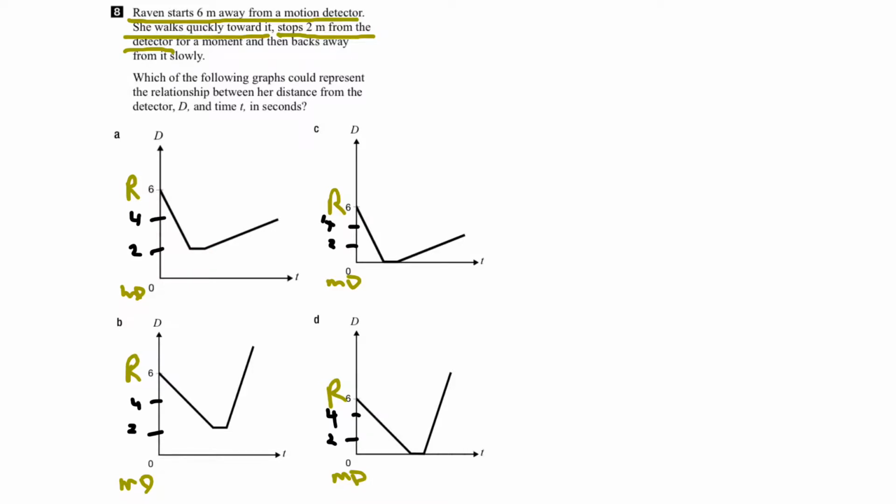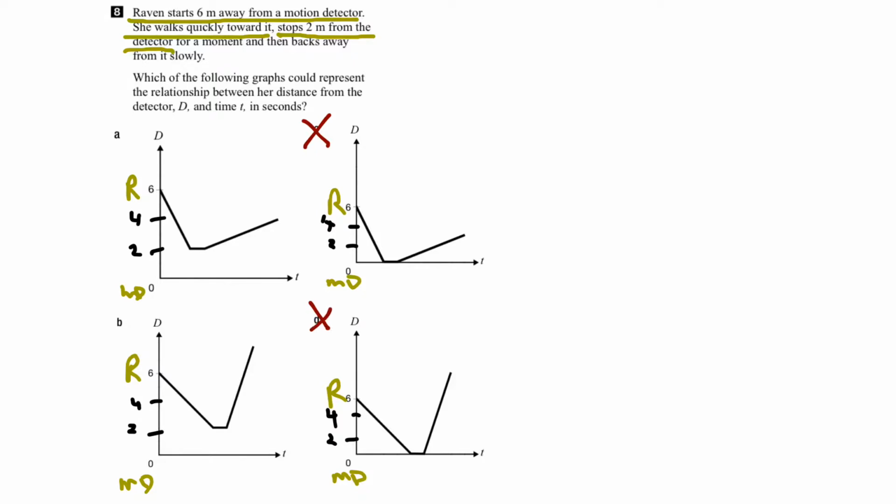Let's look at B. She starts 6 meters away, walks quickly towards, and stops 2 meters away, which in this case we could say is still probably true. Now let's look at C. Starts 6 meters away, walks quickly towards, but if we see here, the distance between the detector and her is 0, so she's not 2 meters away, which would be up here. She is actually right by the detector. So right away we know that that's incorrect. We can eliminate that possibility there. And the same is true for graph D. She starts 6 meters away, walks quickly towards, and we can see that she's right by the detector here again. So that option's been eliminated.